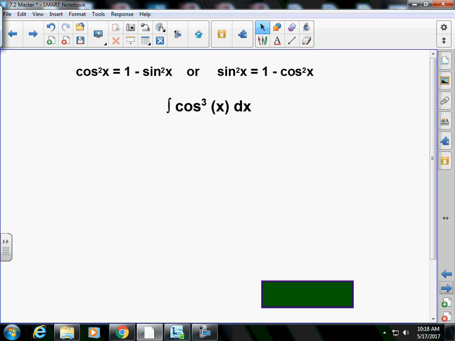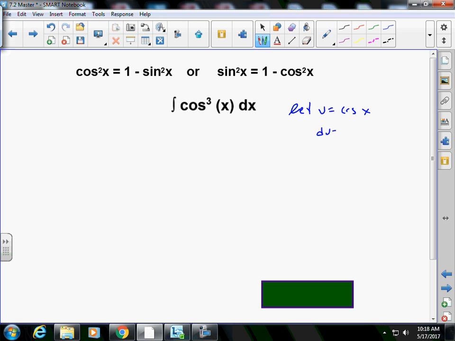So cosine cubed x. Well, I don't know how to integrate cosine cubed x. I can't say let u equal cosine x, du is equal to minus sine x dx, because I don't have the sine. So I'm going to have to manipulate this. So this isn't a good plan right now. So I don't want to plan out what I'm going to make u and du.